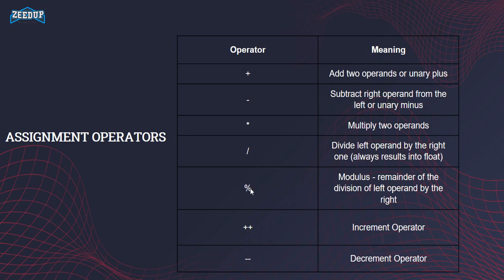Modulus is an operator that is used to give us the remainder of the division. Whenever we are using a slash for division, we get the quotient, but what if we want to find out the remainder? In that case, this modulus operator is used. Next, we have the increment operator, which is used by us to increase the value by 1. Like if a variable is having a value 6 and we use plus plus, that is the increment operator, its value would change to 7.